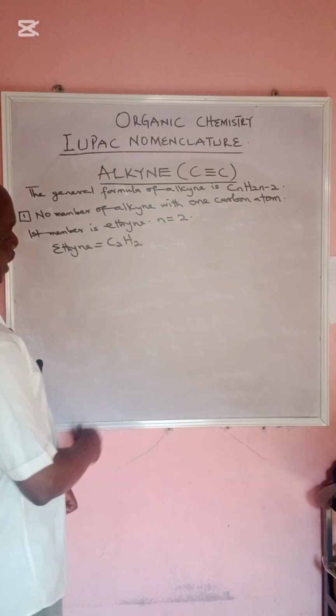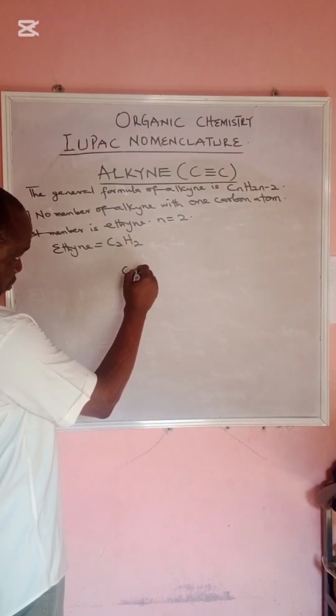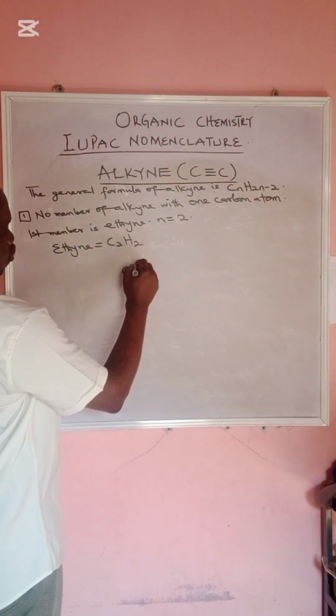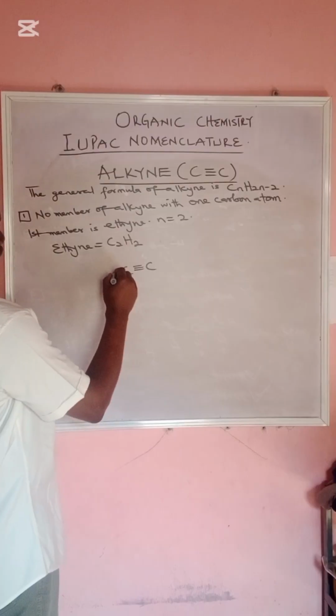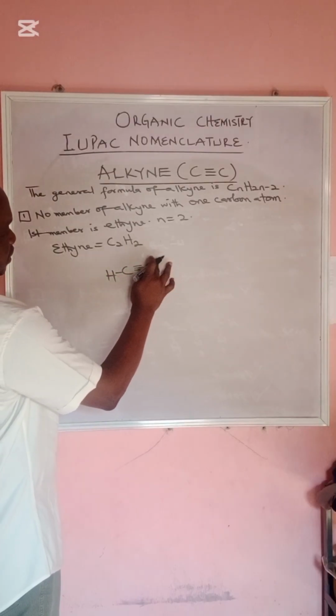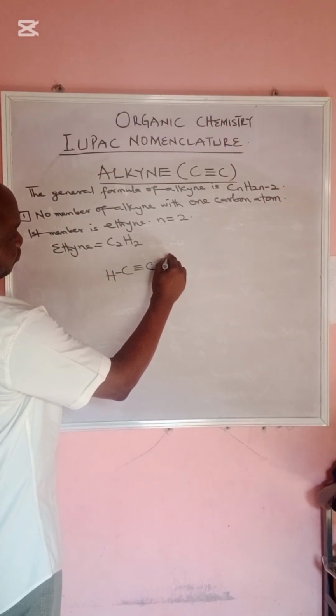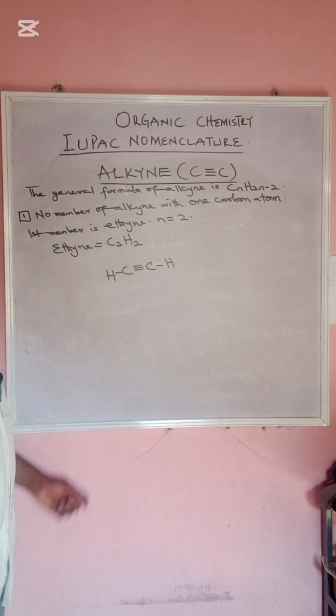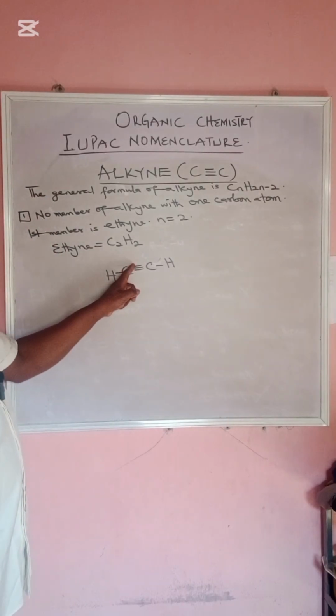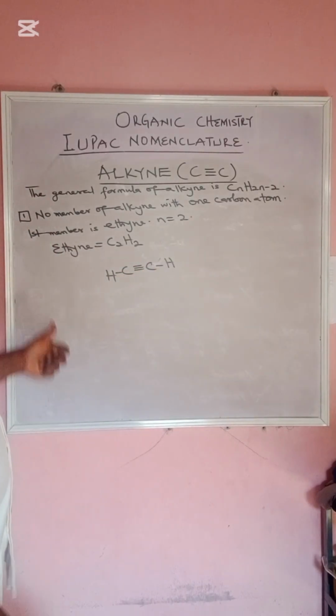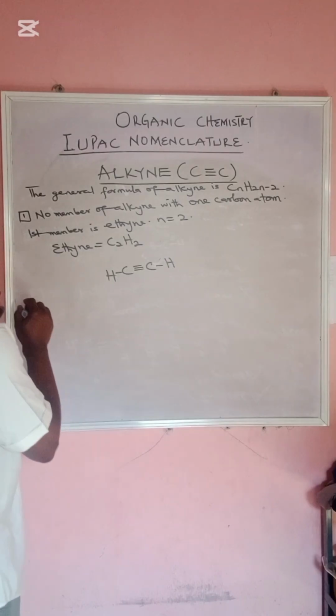That is ethyne. Structurally, it's carbon, triple bond, carbon, with the hydrogen here. Hydrogen, you can see that is evenly distributed. 1, 2, 3, 4. That's why this is the structure of ethyne.